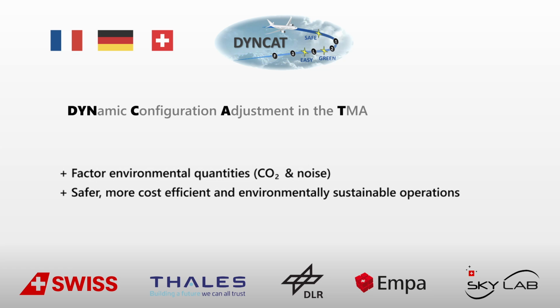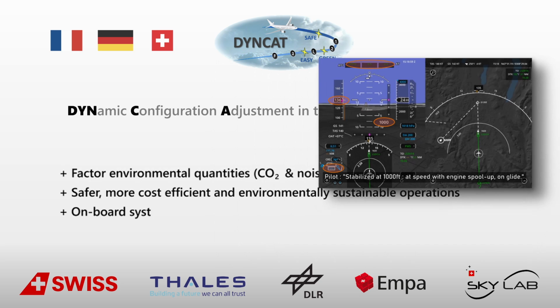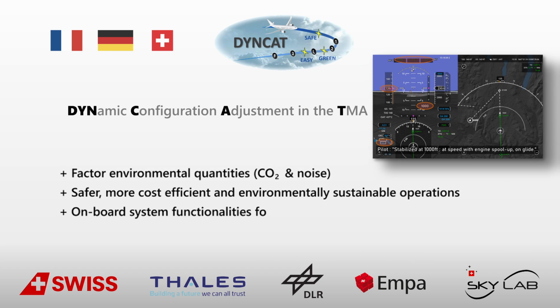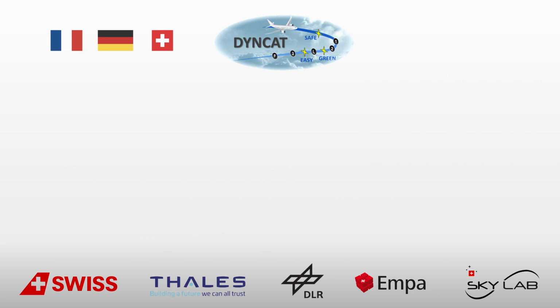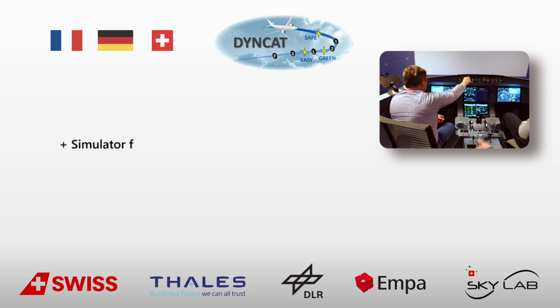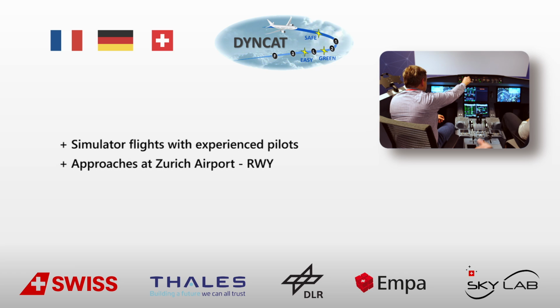Within this project, we developed onboard system functionalities that help the pilots with the configuration and energy management during approach. This includes the optimized settings of flaps and landing gears, but also the thrust setting in order to reduce noise and fuel consumption. To demonstrate the capabilities of the DYNCAT functions to reduce noise and CO2 emissions, we conducted simulator flights with experienced pilots. These were approaches to runway 14 at Zurich Airport in Switzerland.